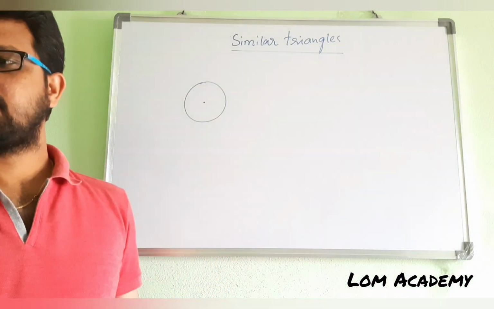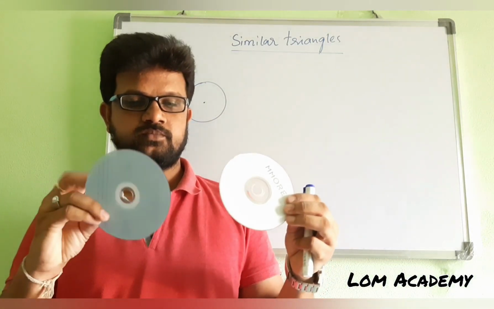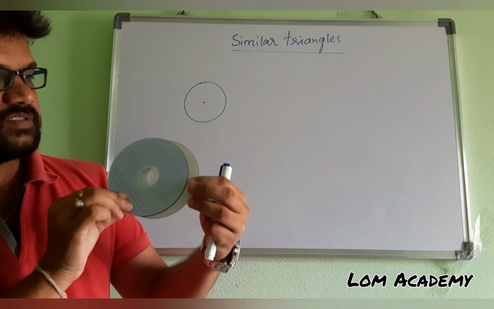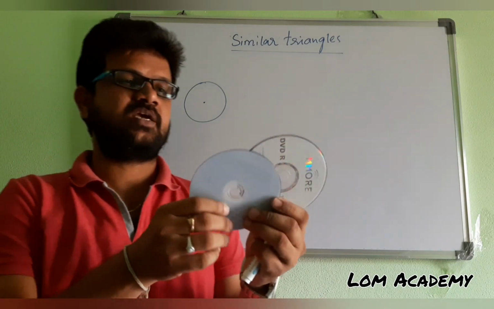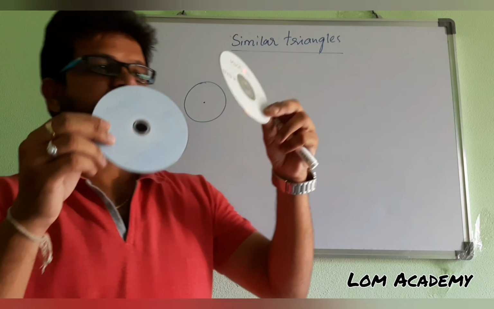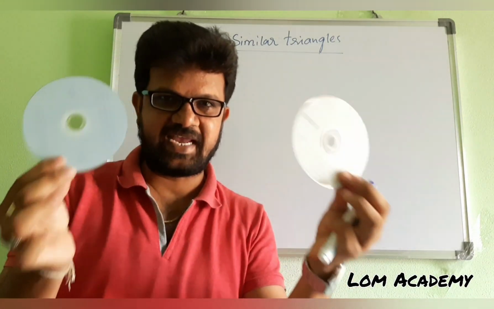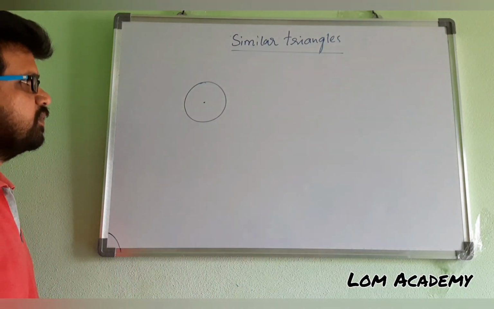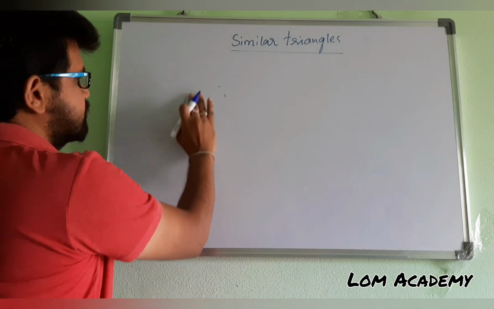For example, let us take these two shapes. If you observe, these two shapes have the same shape and also the same size. So these two are congruent figures, nothing but congruent objects, because they have the same shape and also size, right? So what about similarity?